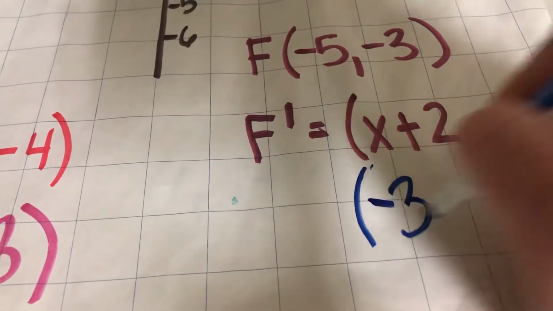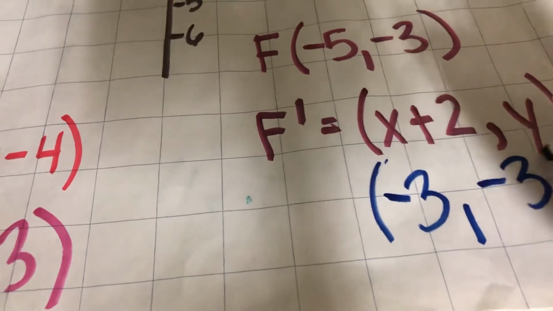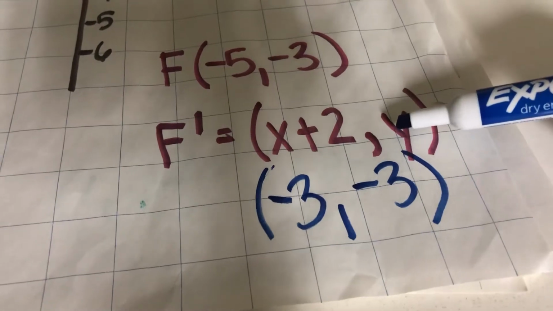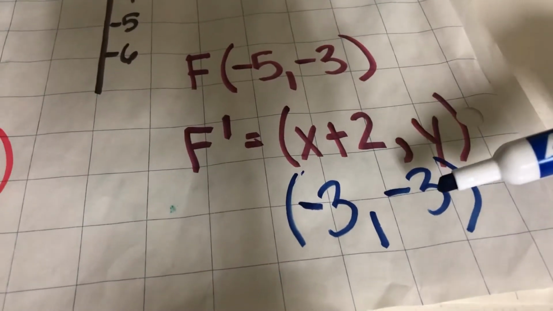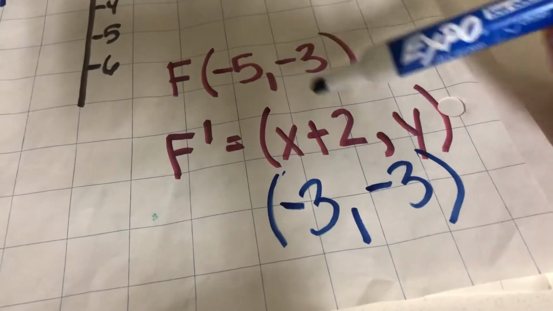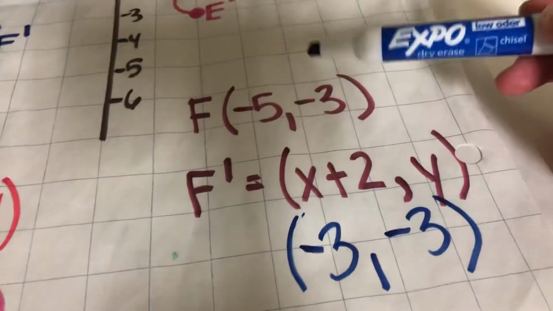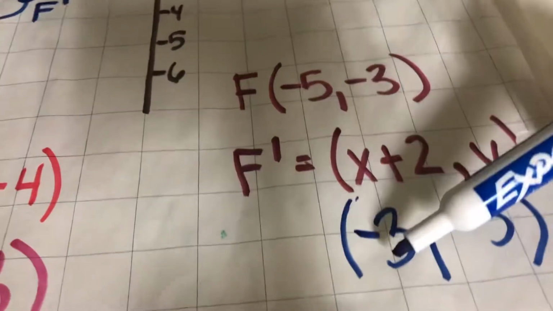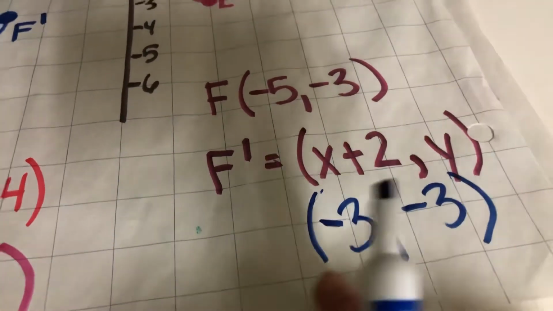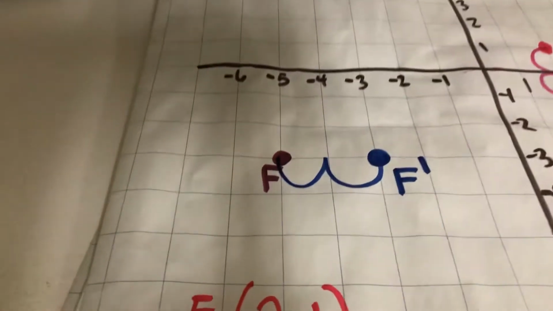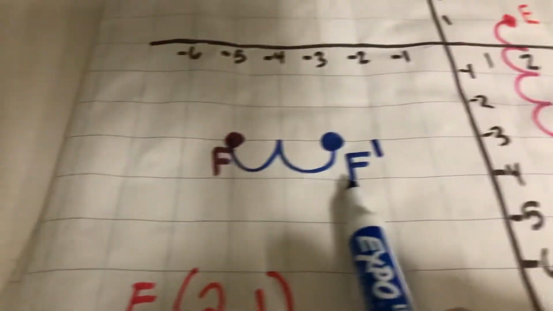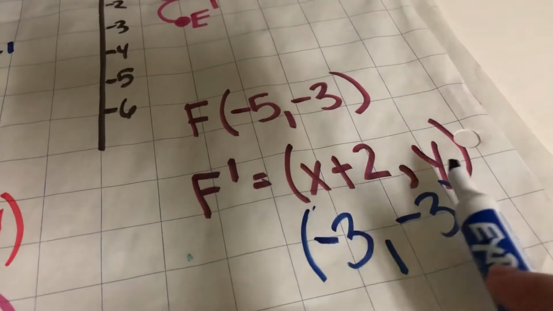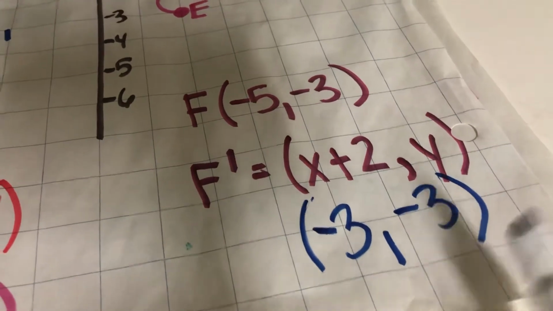-3, comma, -3. And if we look back at our equation, we can see that y was supposed to stay the same, and it did, yippee, and our x was +2. So think about our integers from last week. -5 plus 2 is going to get me -3. So look at that, I got my new coordinates. There's my F1 image at -3, -3, and I followed this algebraic expression to figure out where my coordinates were.